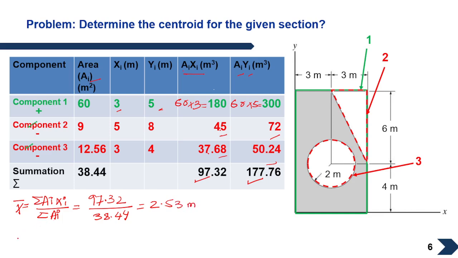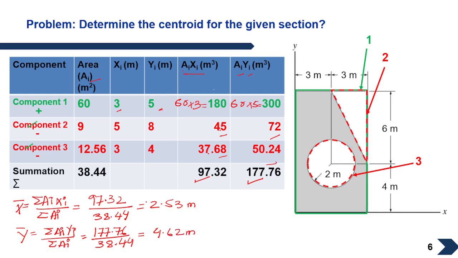Then for y bar, you can apply the formula directly: sigma Ai yi divided by sigma Ai. Sigma Ai yi is 177.76, divided by 38.44. This will be equal to 4.62. You should always write the unit. This will be in meters.